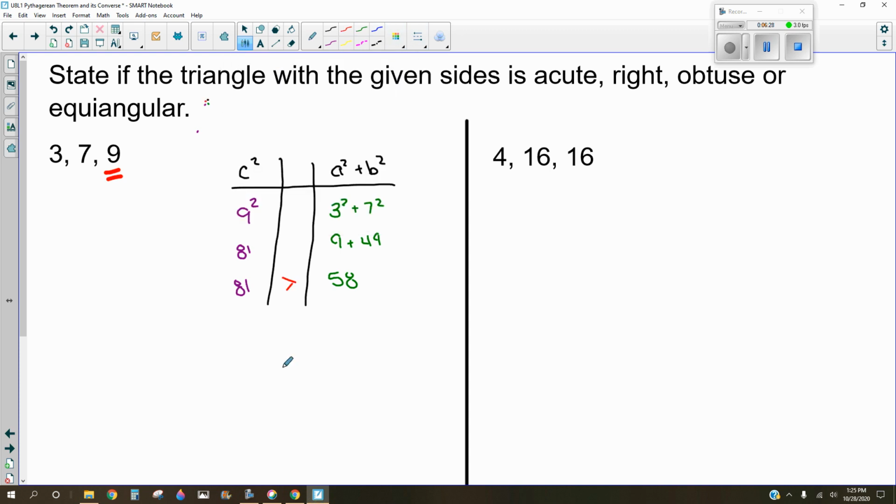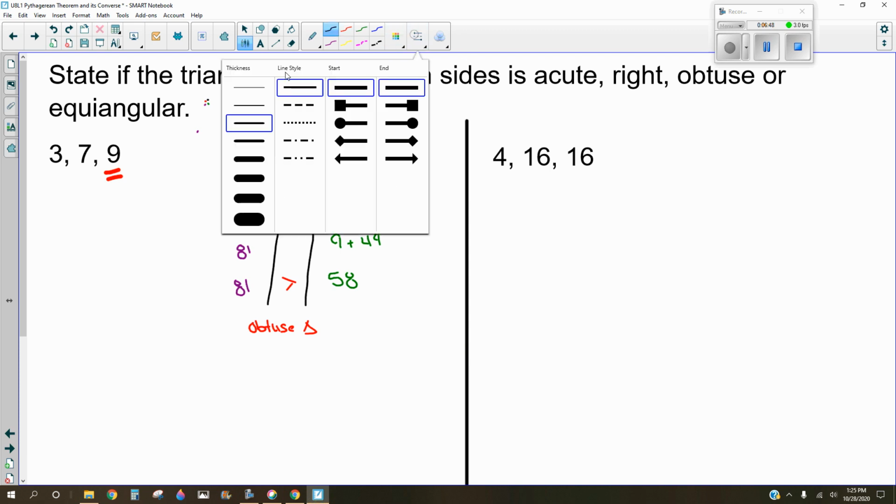81 is bigger than 58. So C squared is larger, so this is an obtuse triangle. Not a right triangle, an obtuse triangle. Okay? All right, let's try another one. Set up our chart.